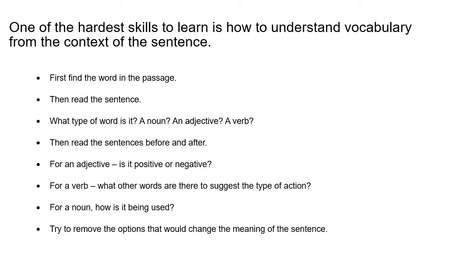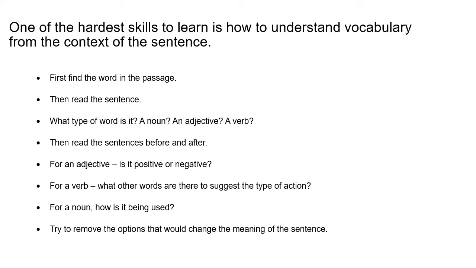Well, first, we need to find the word in the passage. And then we need to read the sentence that the word comes in. We can think about some basic English skills. We can think, what type of word is it? Is it a noun? Is it an adjective? Is it a verb? What place does it have in the sentence? Is it just before a noun? Then it's probably describing it. Is it just after a subject? Then it's probably a verb that the subject is doing.